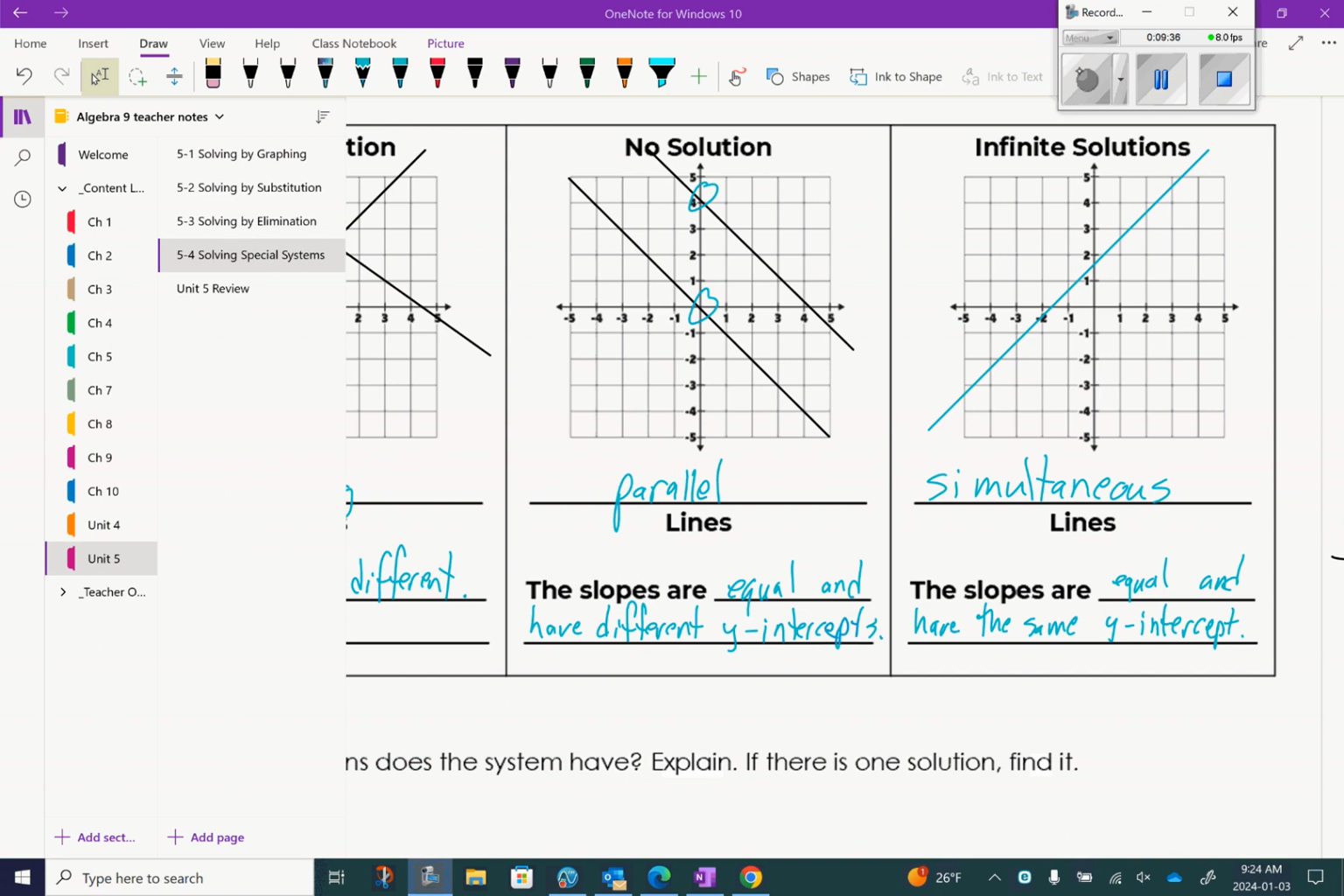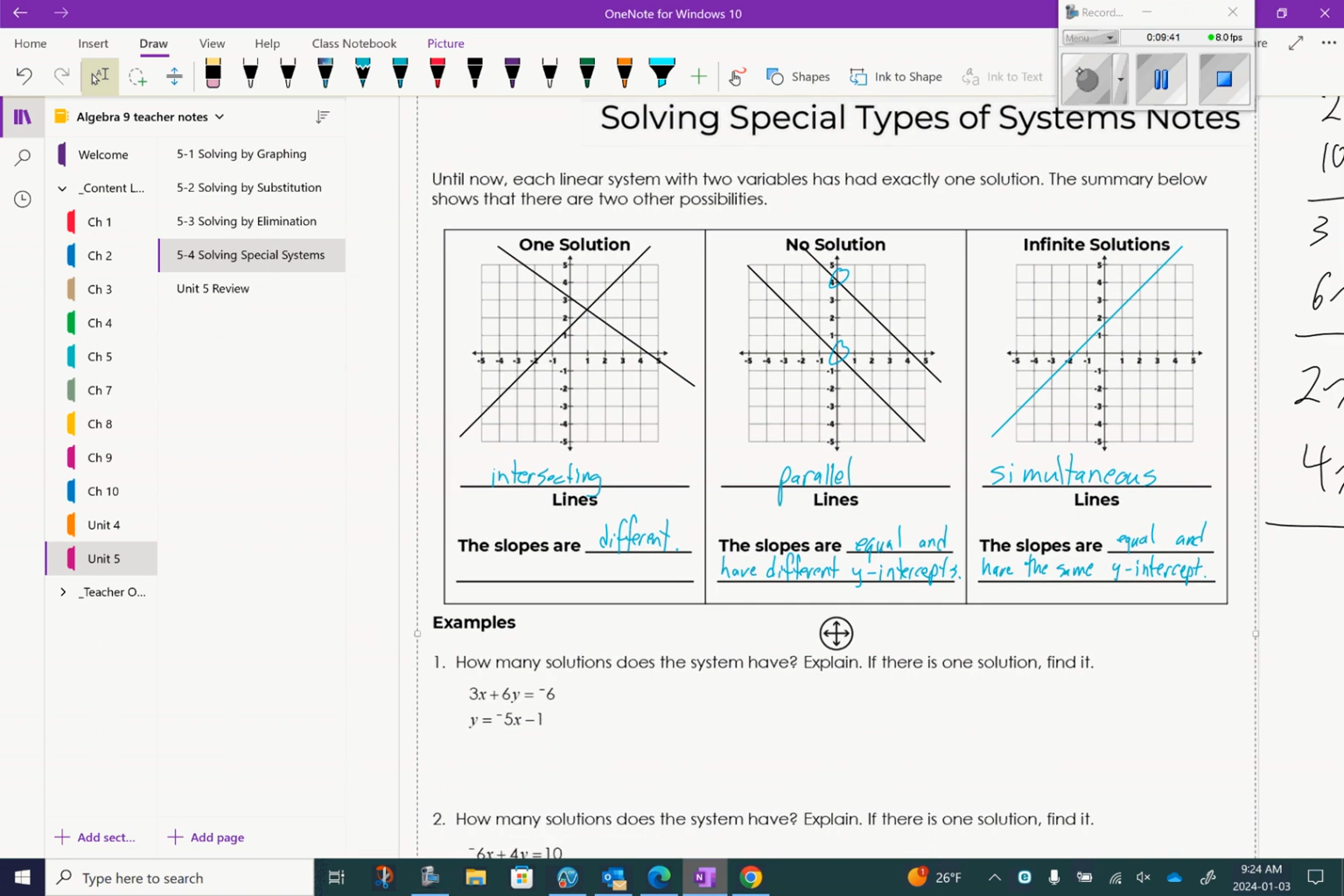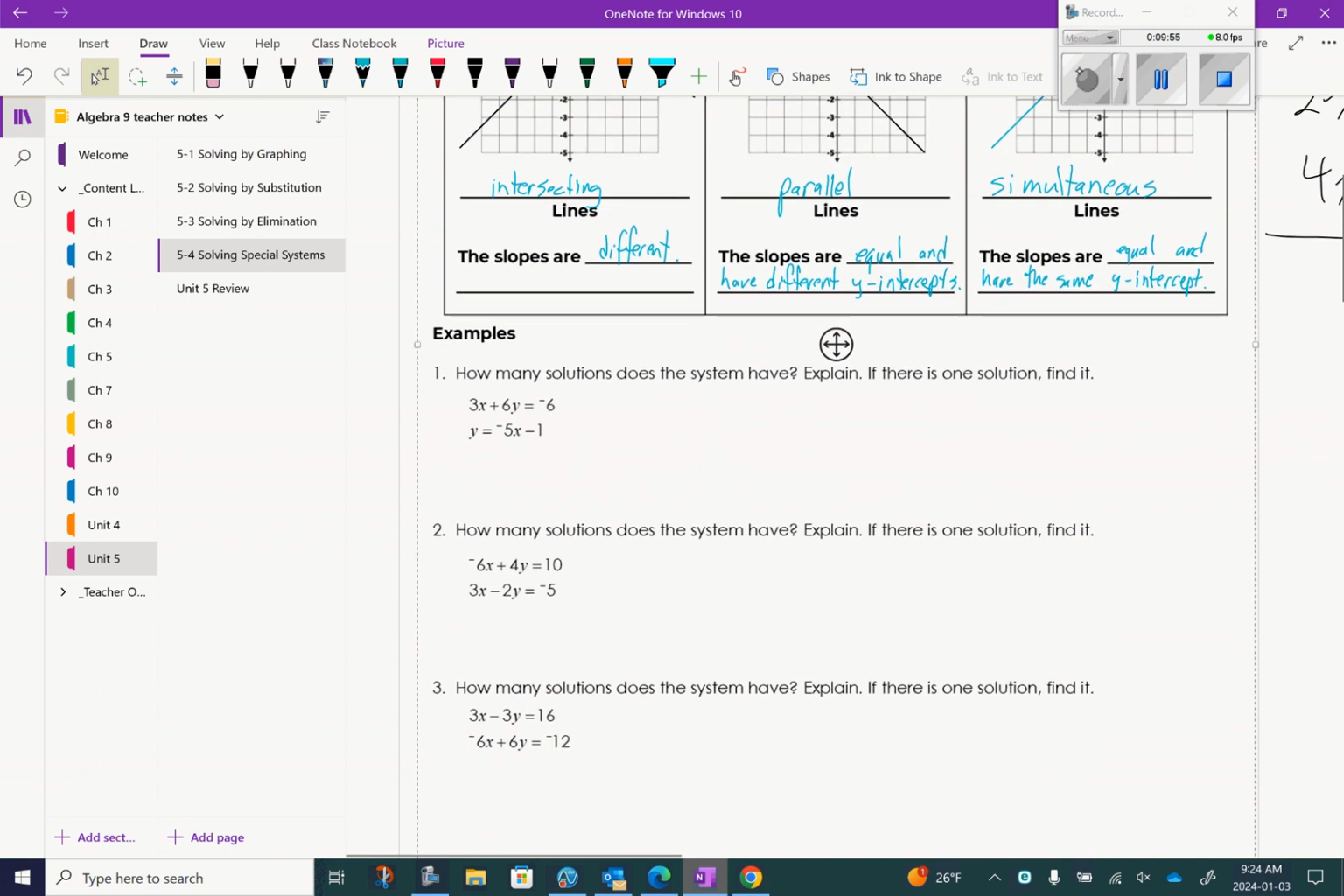Now, granted, you guys don't have graphing calculators. You shouldn't need them. I wanted to use the graphing calculator to show, I wanted you to get the visual. Here's how you're supposed to do this. The question is just going to ask, how many solutions does the system have? There's that pesky E word. Then, if there is just one solution, find it.